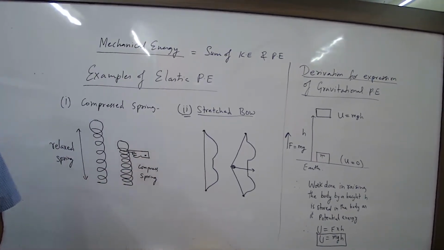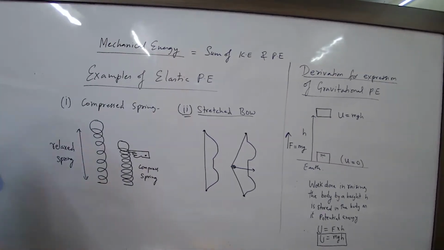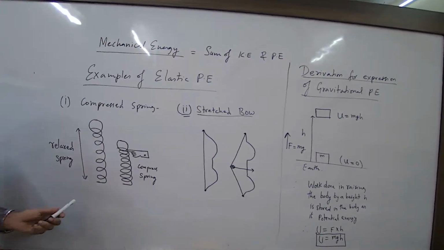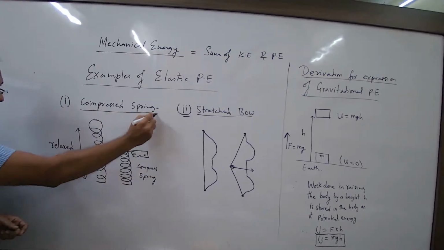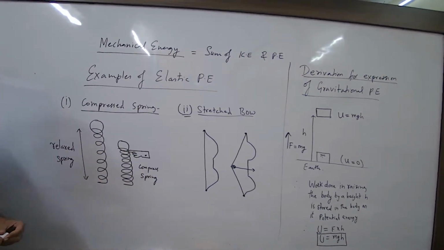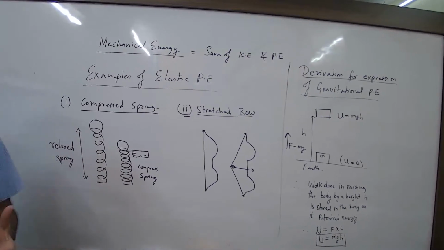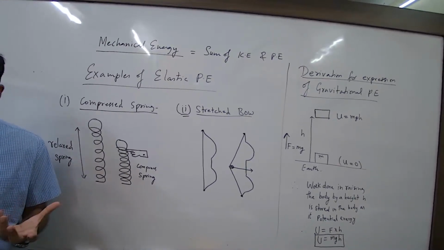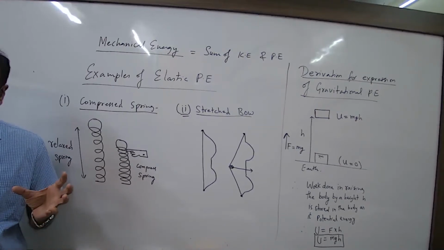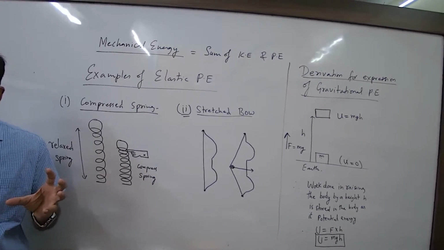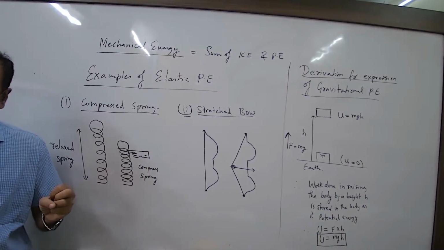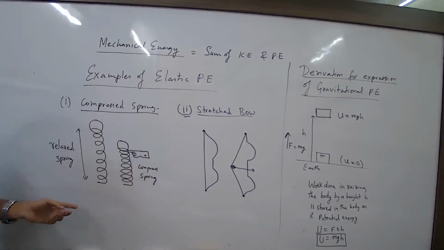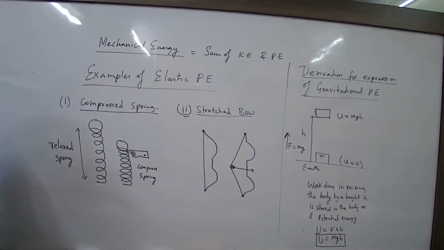Stretched bow. Right. Shall I begin the explanation? Yes. Okay. So, what is elastic behavior? When do we say that the body is elastic, right? Under the influence of some external force, its shape will be changed, but when the external force is removed, it tries to regain its original shape.